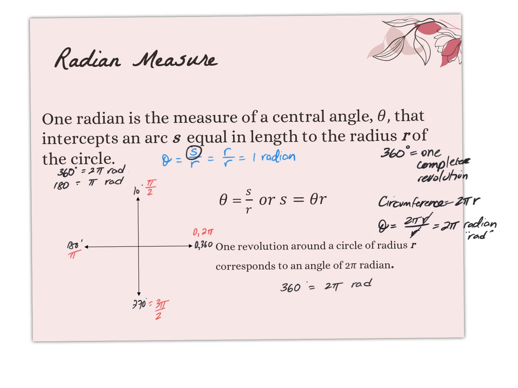If I want to know how many degrees is one specific radian, I'll divide both sides by 2 pi. And if I do 360 divided by 2 pi, I'm going to get approximately 57.3 degrees equals 1 radian. A lot of times what we do is we approximate even more, and we basically say 1 radian is about 60 degrees.